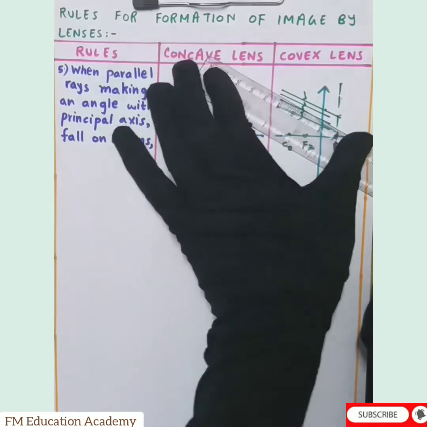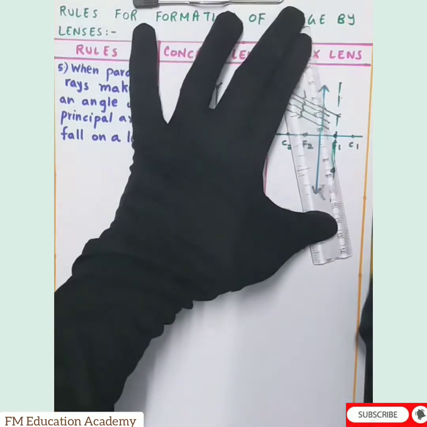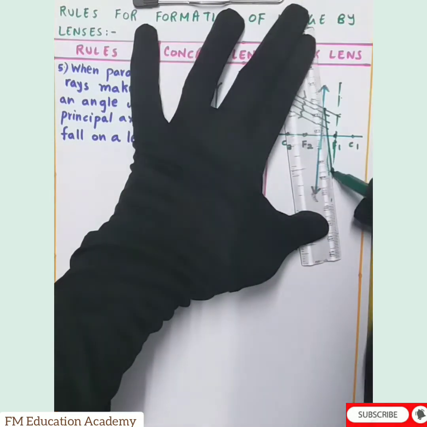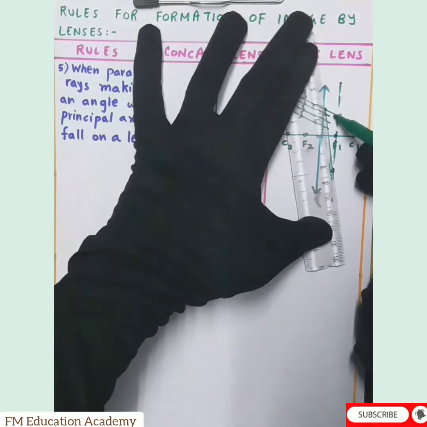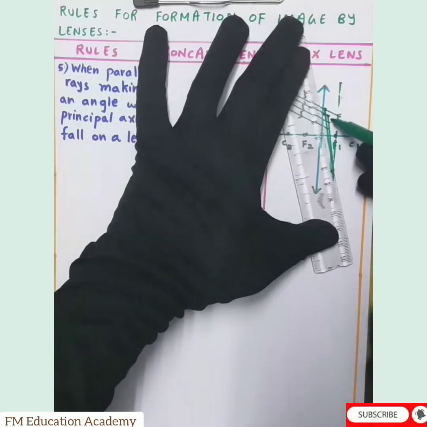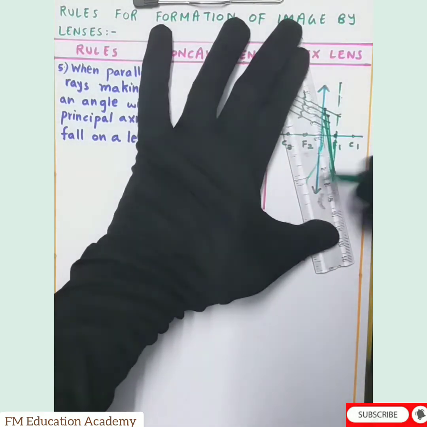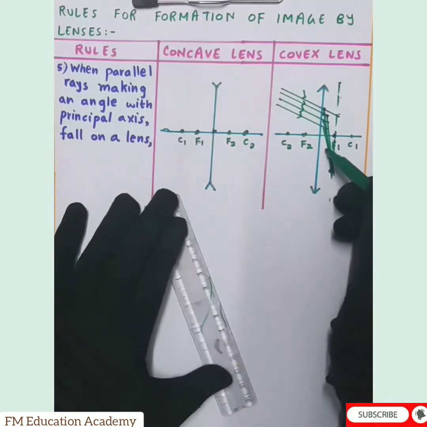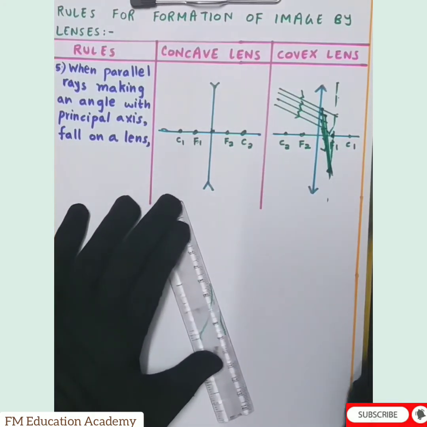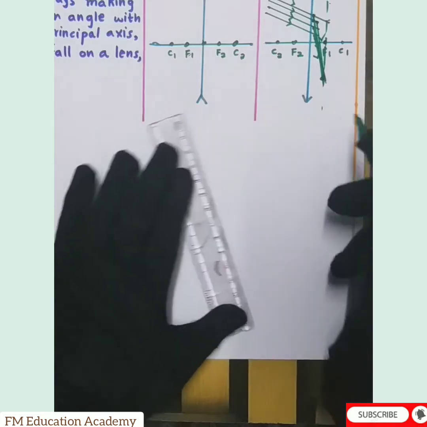We know that whenever they come like this, they will bend because there is refraction. So the rays will meet like this. If you did not understand this, I'll draw again.